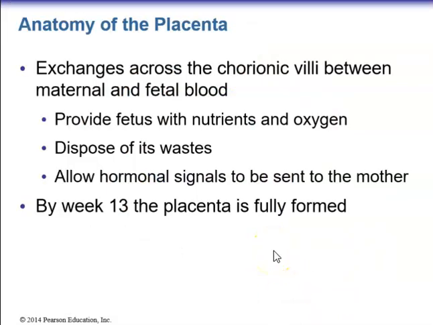With regards to the anatomy of the placenta, exchanges across the chorionic villi between maternal and fetal blood occur at this structure. So the placenta provides the fetus with nutrients and oxygen, disposes of its waste, and allows hormonal signals to be sent to the mother. And again, by week 13, the placenta is fully formed.